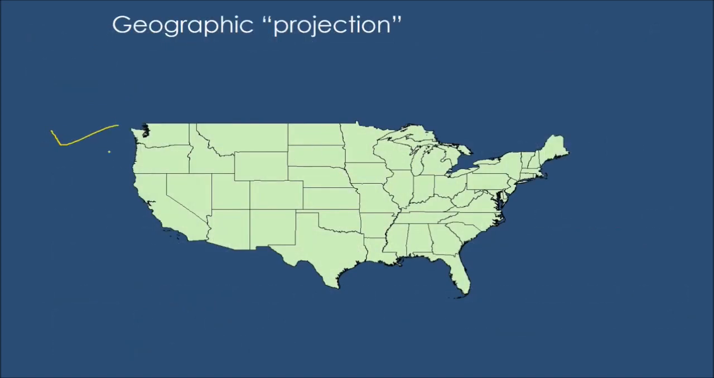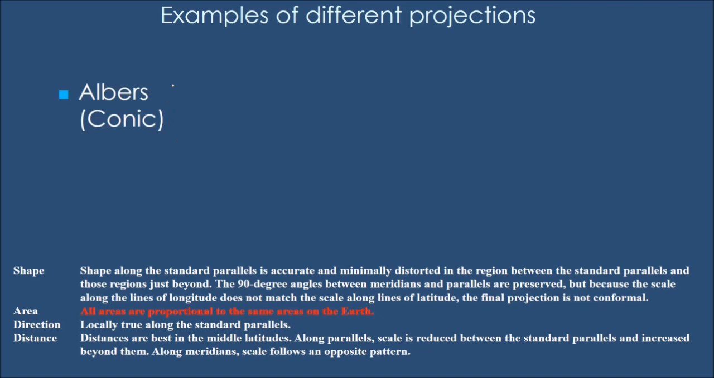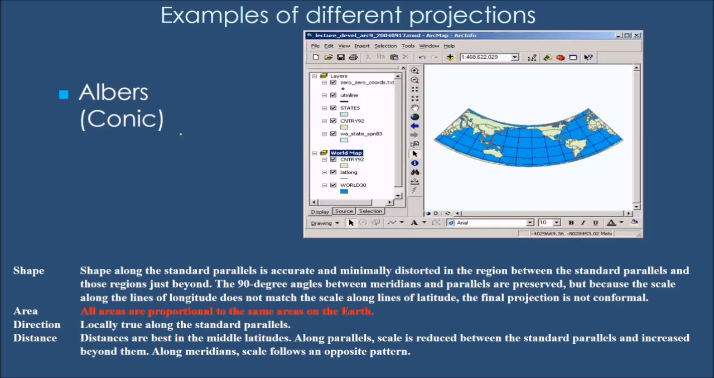This is a geographic projection. We can have different projections like Albers. This is an Albers conic projection. The shape along the standard parallels is accurate, and minimally distorted in the region between the standard parallels and those regions just beyond. The 90 degree angles between the meridians and the parallels are preserved, but because the scale along the lines of longitude does not match the scale along the lines of latitude, the final projection is not conformal.